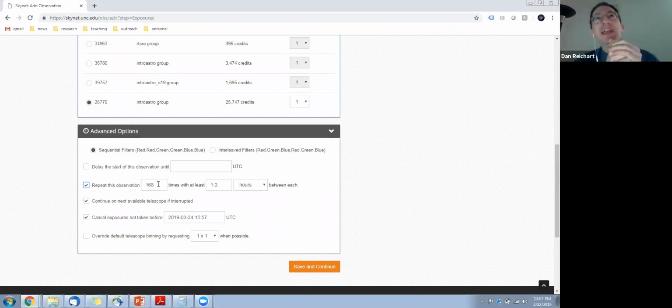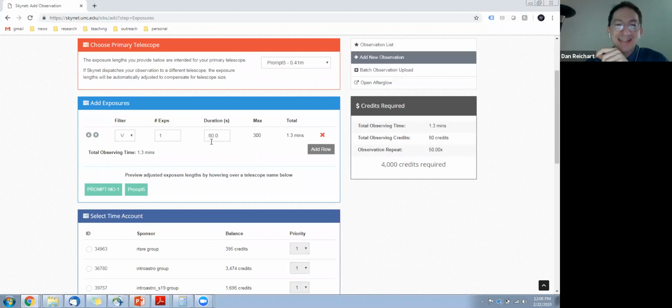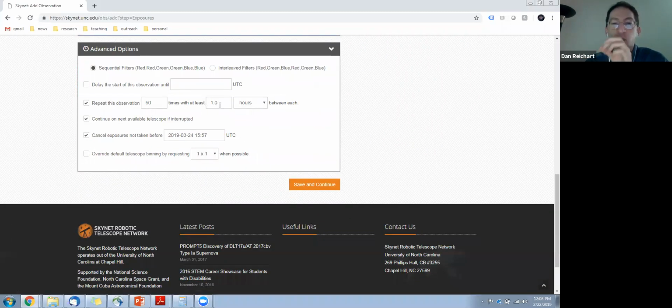We did that originally because we only had scopes in Chile, and so we knew a good chunk of those 168 would be skipped. We've since changed how we do the scheduling. It will take everything. It will basically wait until your telescope is available, and then observe it, and then wait at least an hour before trying again. So when we update the lab, probably 50 exposures would be sufficient. So it's going to repeat this one 80-second exposure 50 times with at least 1 hour gaps between them, and also continue on next available telescope if interrupted. So it should hand off back and forth between Chile and Australia as long as the weather is good.